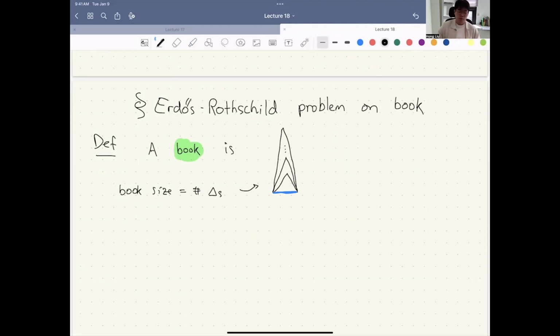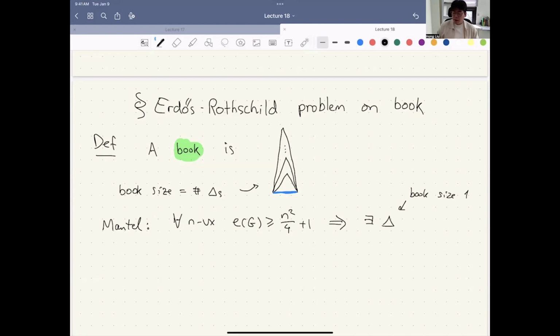Mantel's theorem says what? If we don't have a triangle, you have at most n squared over 4 edges. So by Mantel's theorem, we take the contrapositive. We know that for any n-vertex graph, if E of G is at least n squared over 4 plus 1, then there will be a triangle. It's a book of size 1, basically. This triangle is book size 1.